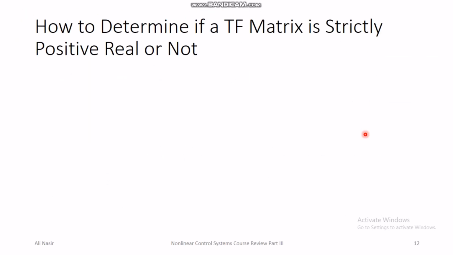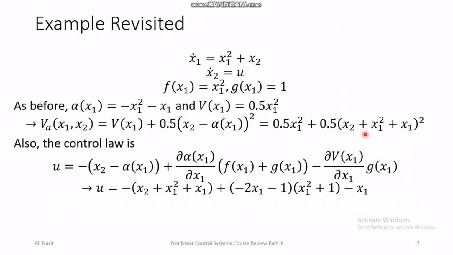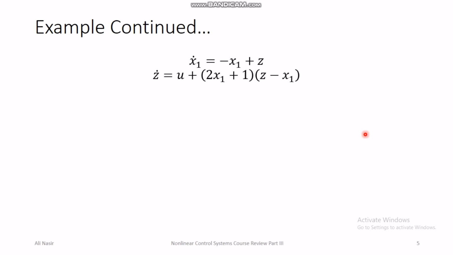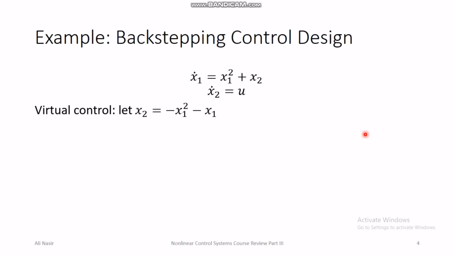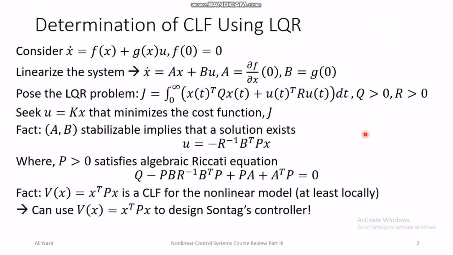We started our discussion with the LQR based method to determine the CLF, which can be used to define the Sontag controller for the nonlinear system. In just a minute we will be there, and there it is. So this is where we started our discussion: determination of CLF using LQR approach. You linearize the system, you pose the LQR problem, you solve the Riccati equation, and you use the solution of the Riccati equation to construct a CLF, and then you can use that CLF to construct the Sontag controller.